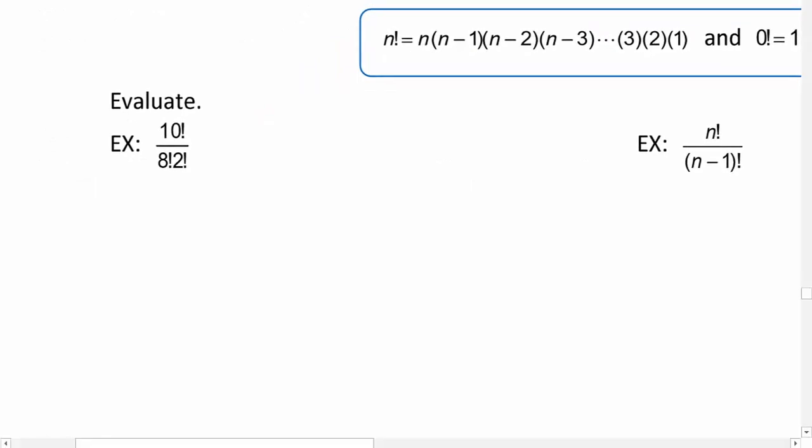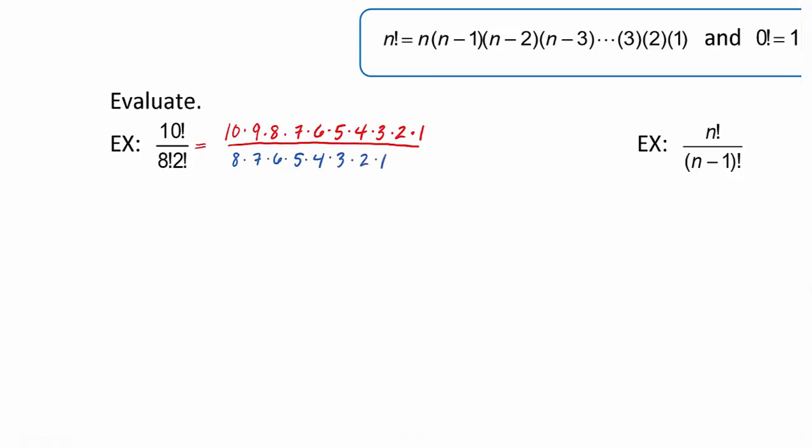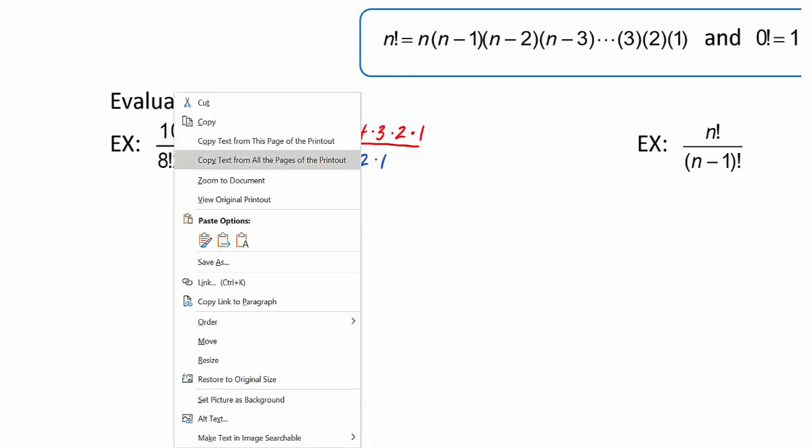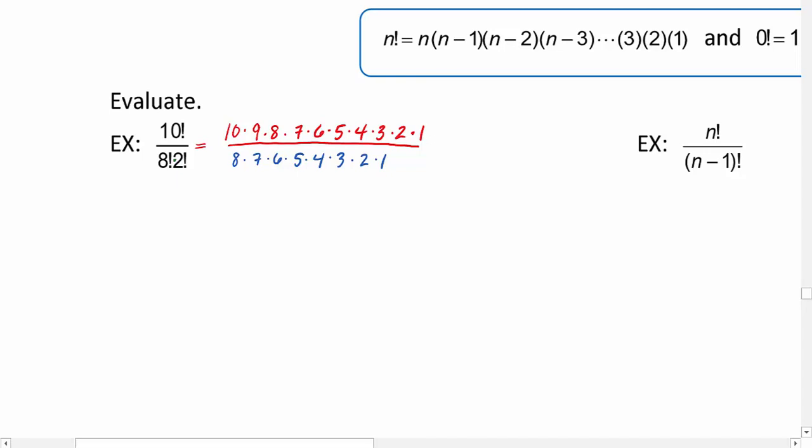In the numerator here, I have 10 factorial. So that means 10 times 9 times 8 times 7 times 6 times 5 times 4 times 3 times 2 times 1. Then we have 8 factorial: 8 times 7 times 6 times 5 times 4 times 3 times 2 times 1. And lastly, 2 factorial, also in the denominator, and these two are smashed next to each other, so we know we're implying multiplication here, so times 2 times 1.